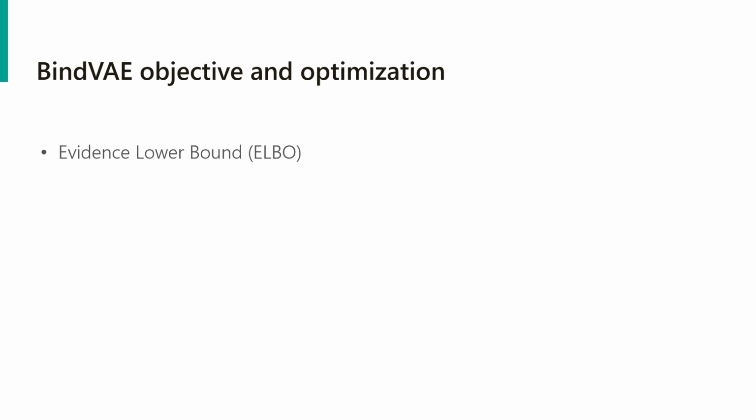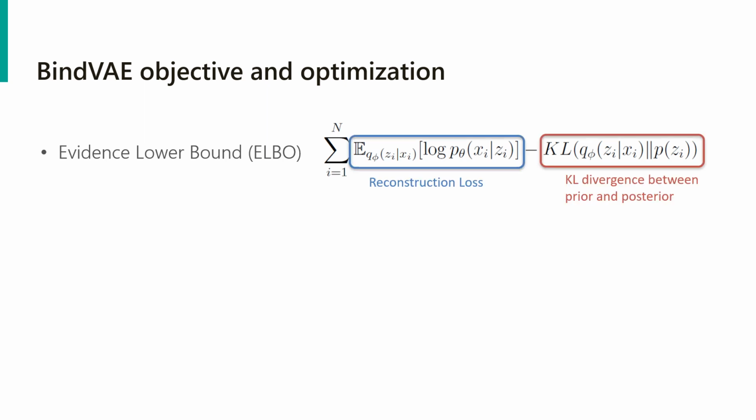BindVAE optimizes the parameters of the encoder and decoder jointly by maximizing the evidence lower bound, or ELBO, using stochastic gradient descent. The ELBO is the variational lower bound on the marginal log likelihood of the model and consists of two terms: the reconstruction loss, which is the first term, and the KL divergence between the prior and the posterior, which is the second term.